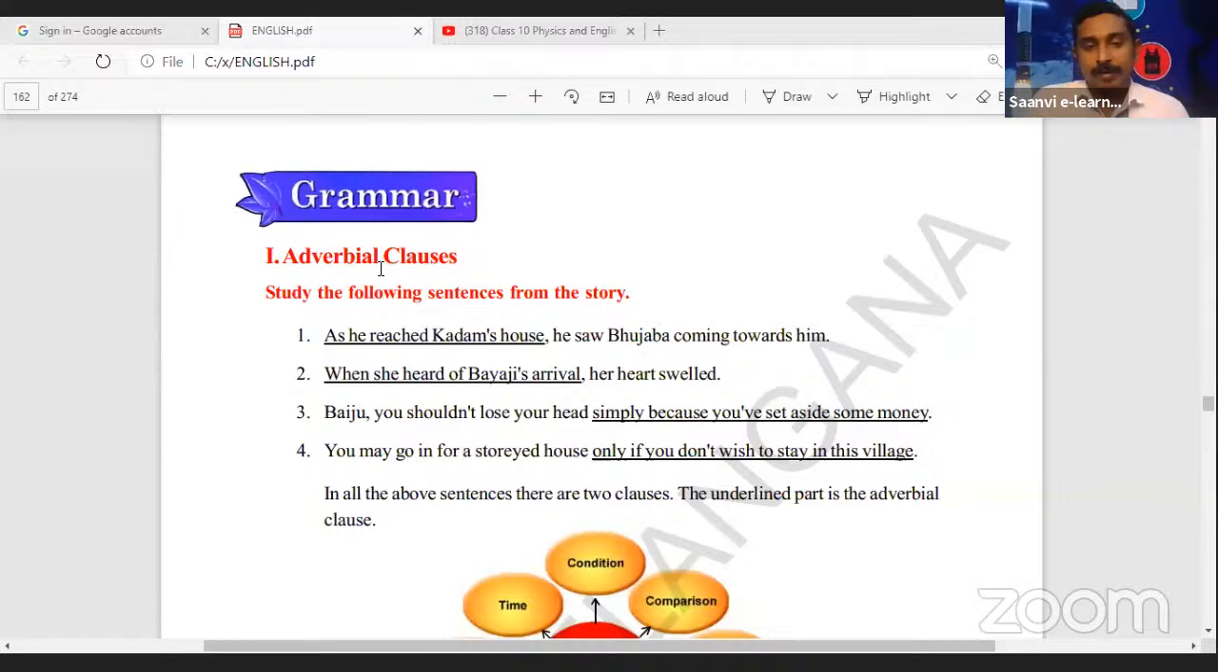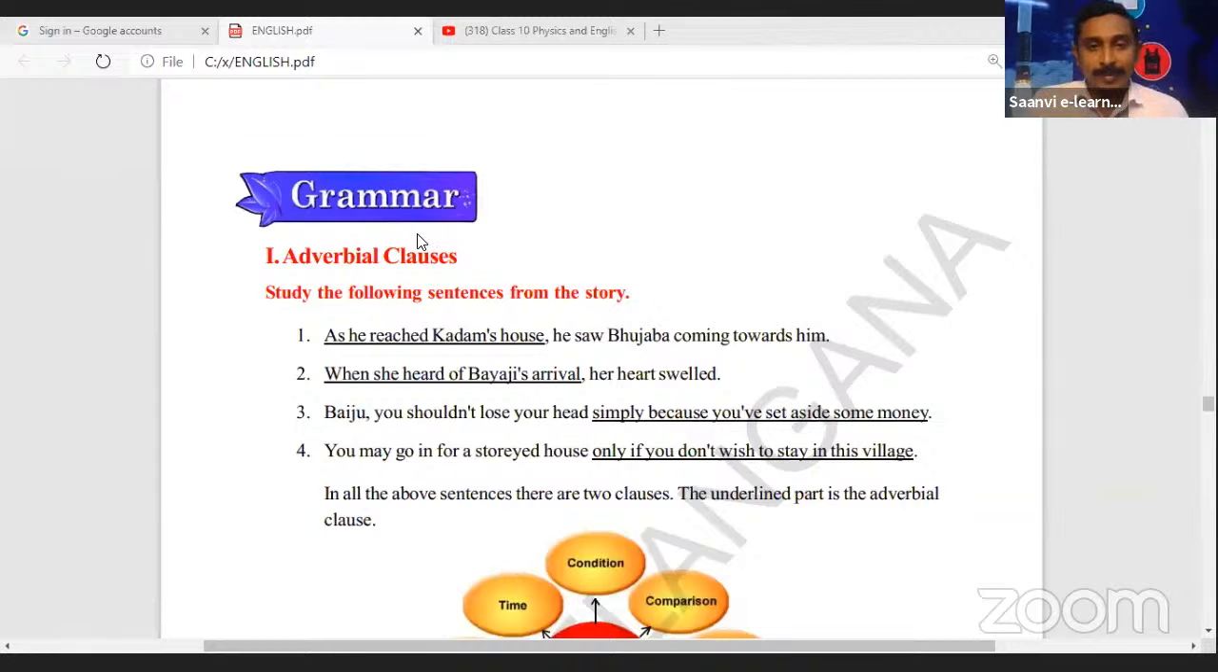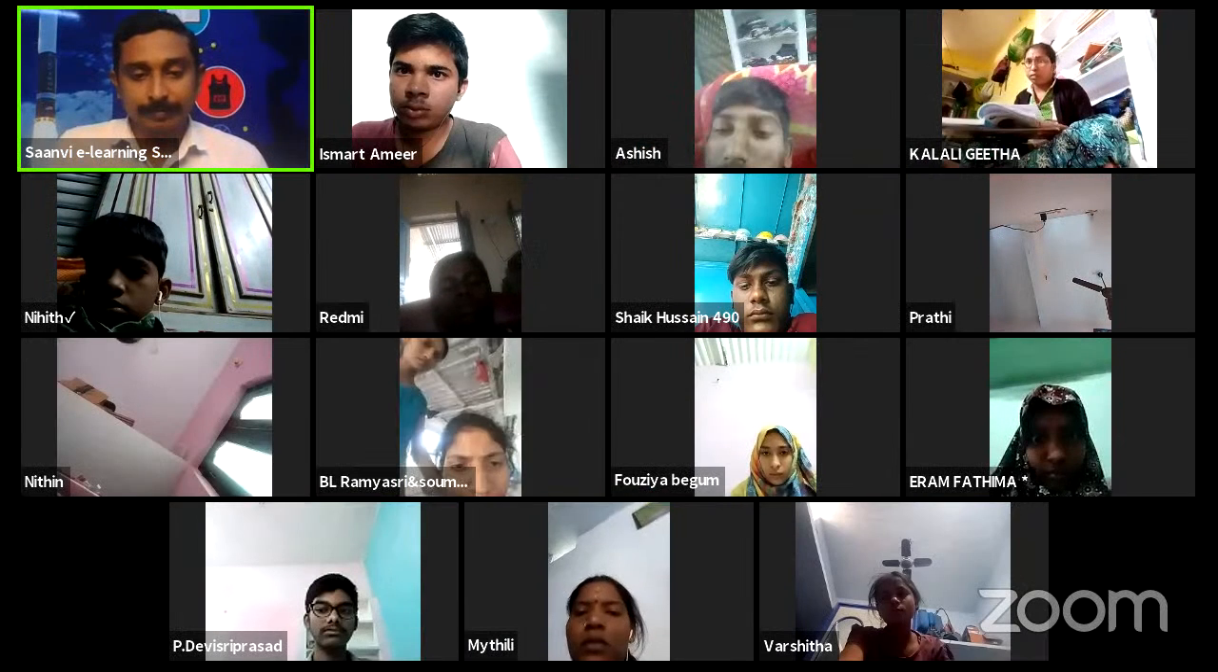The grammar part of this unit is adverbial clauses. Okay? Please look at the sentences given here. As he reached Kadam's house, he saw Bujava coming towards him. What is the underlined phrase? Yes, as he reached Kadam's house. So the underlined part has a speciality. We are going to learn about that today.